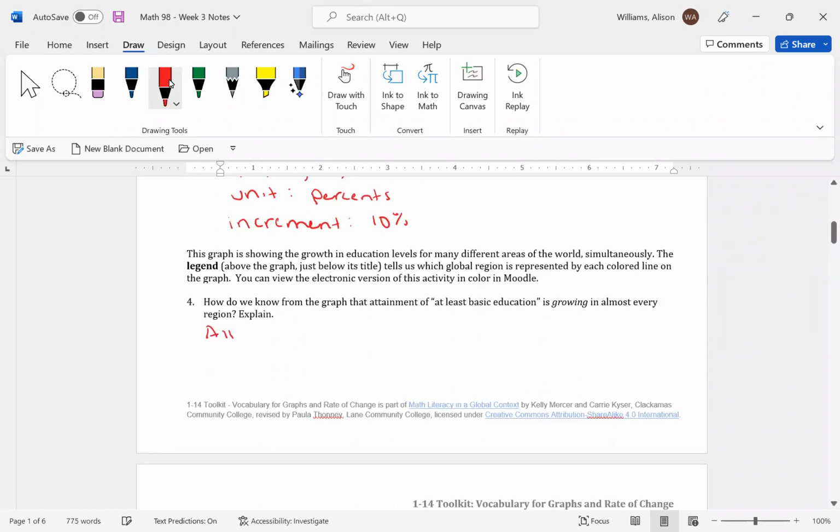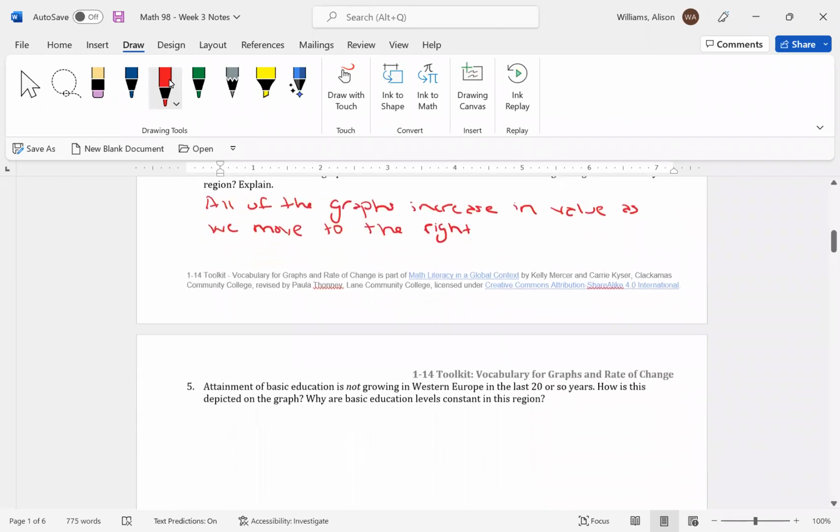All of the graphs increase in value as we move to the right. Really what that means is the percents are increasing as the years are progressing, but that's okay. Visually, this is what we're seeing.